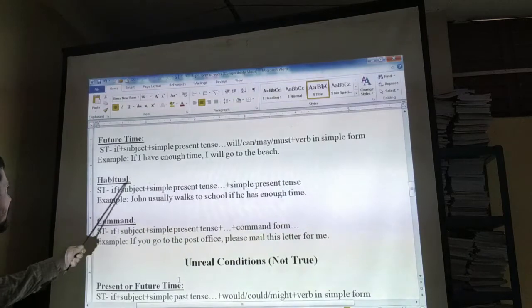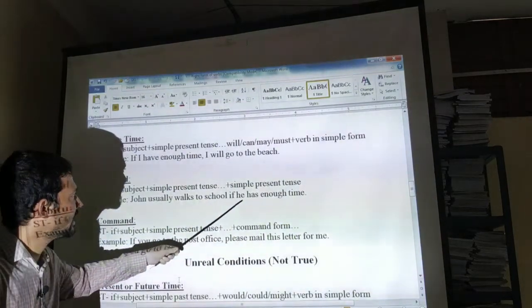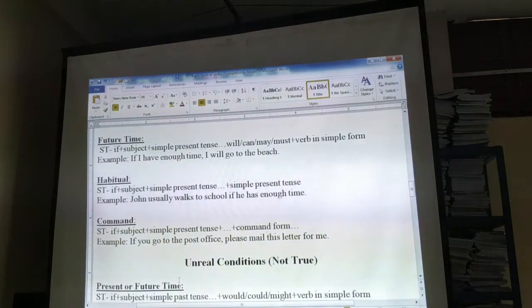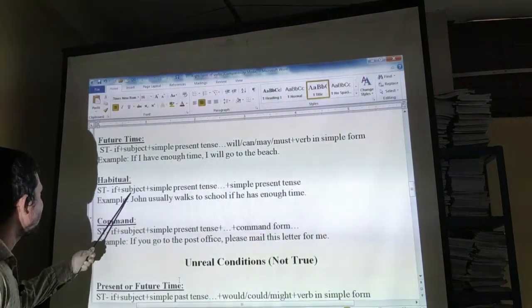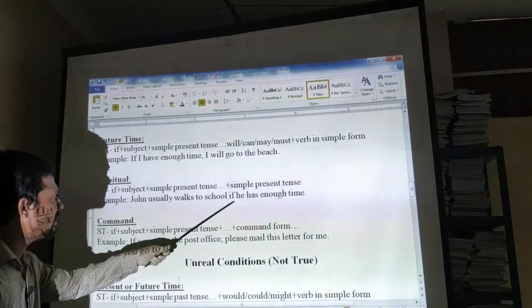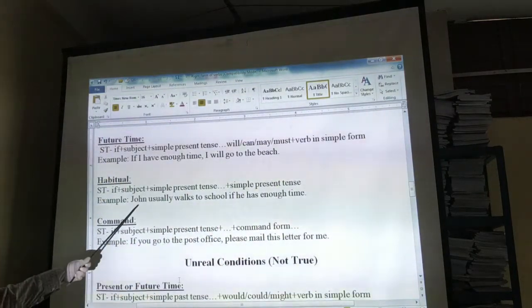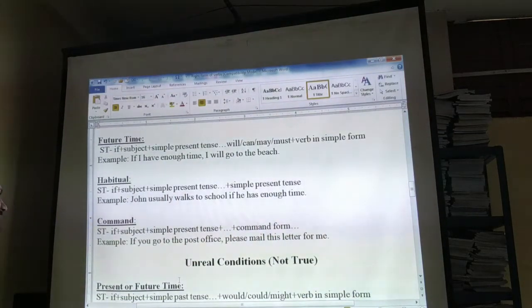If simple present tense. See simple present tense? He has. Here, the word has is not an auxiliary. This is a main verb. If simple present tense, I mean present indefinite tense, he has, then simple present tense, see, John usually walks to school, simple present tense.